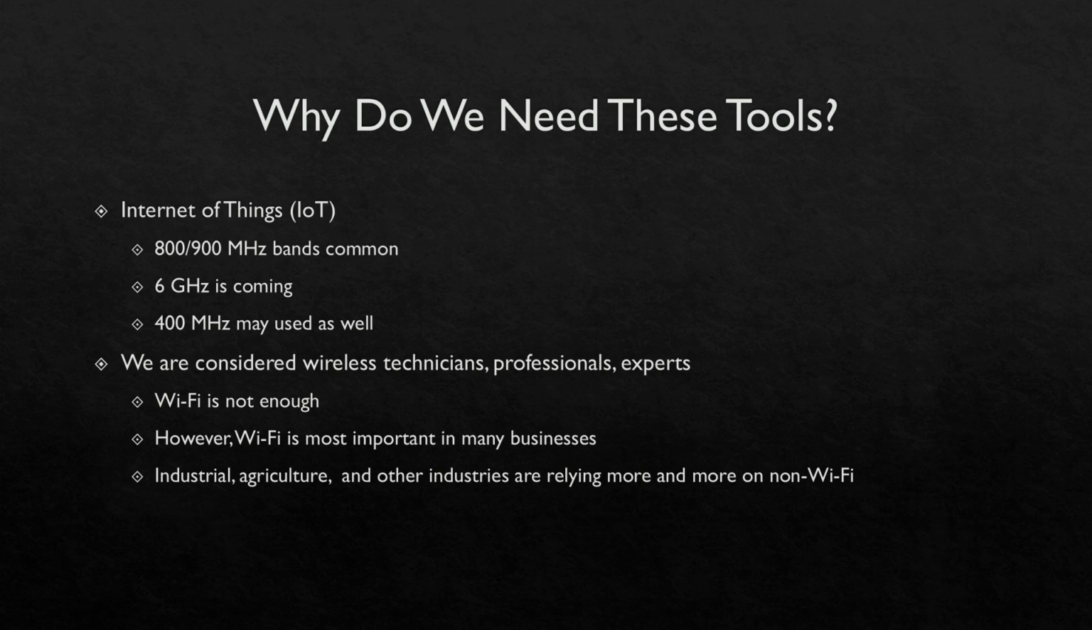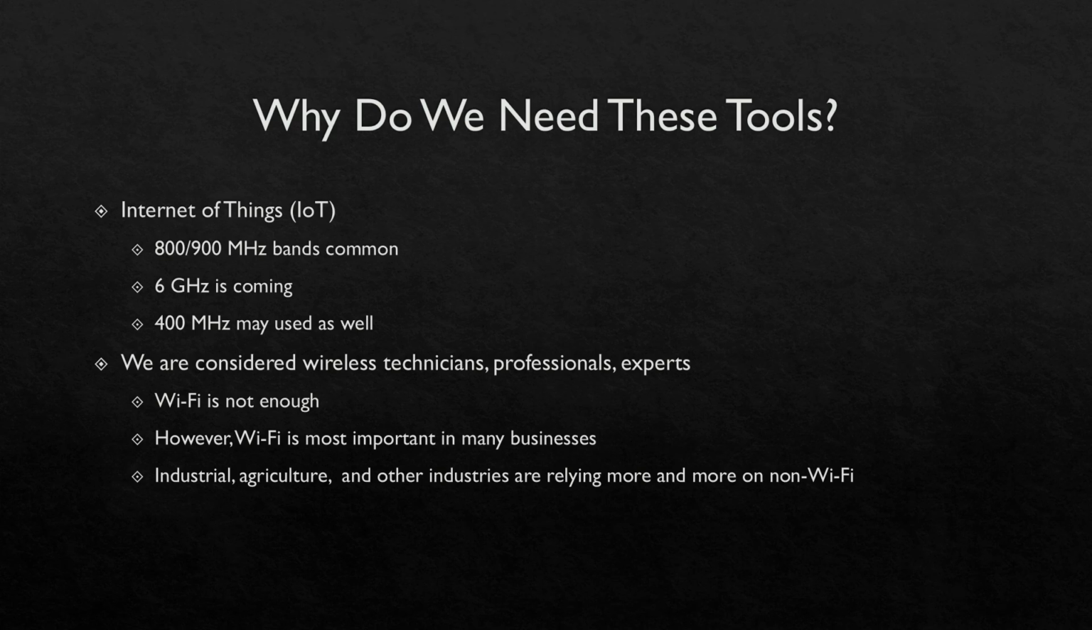So the knowledge you've acquired rolls over, simply functioning in a different frequency, which of course has different responsiveness in the real world. So what bands are we talking about? Well, the 800 and 900 megahertz bands are very common for IoT. Things like ZWave and long range or LoRa use that frequency range, and others as well. 6 gigahertz is coming.